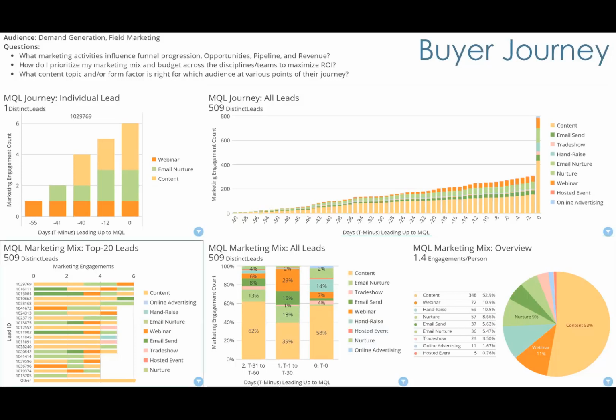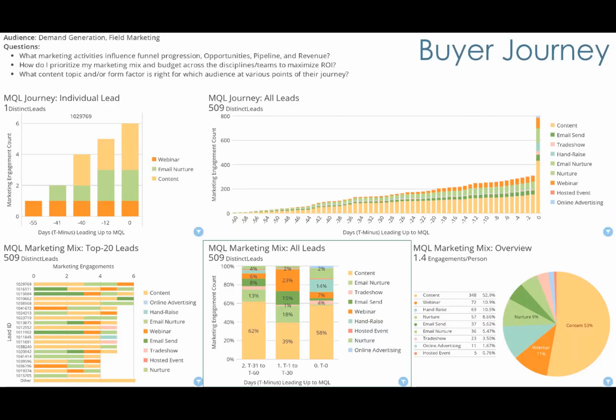Another way to look at it, right? We've got the top 20 leads in this particular bucket, and you can start seeing where their engagement patterns are. Once again, this view isn't necessarily the most useful, right? But you start breaking that out in different ways, like, hey, you know what? My goal is to drive more MQLs. How do I do that? How do I get people across the finish line?